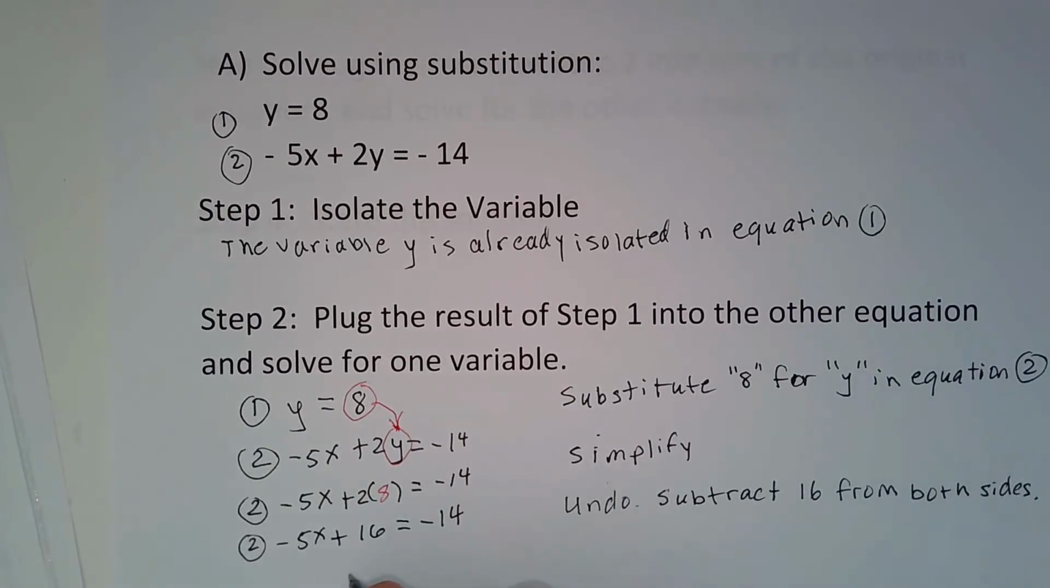All right, so we'll go ahead and subtract 16 from both sides. And when we do that, of course, the 16 on the left cancels, and you're left with negative 5x equals negative 14 and negative 16, if you add those together, that's negative 30. Okay. And so now, of course, you want to get the x by itself, so you're going to divide both sides by negative 5.